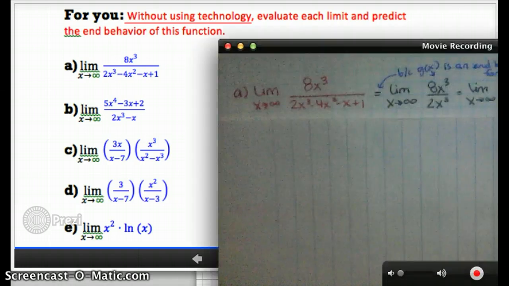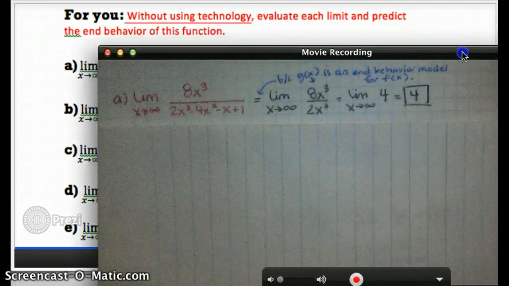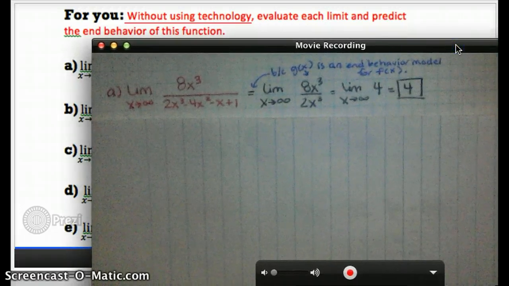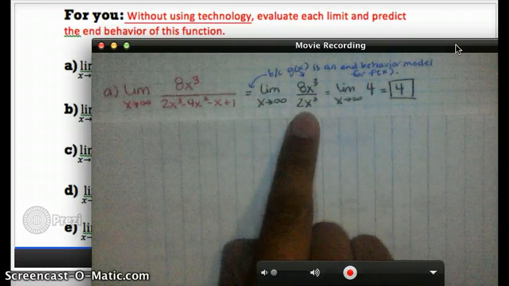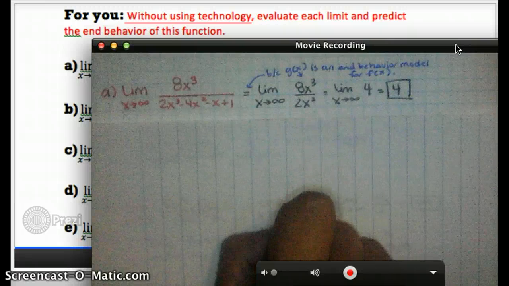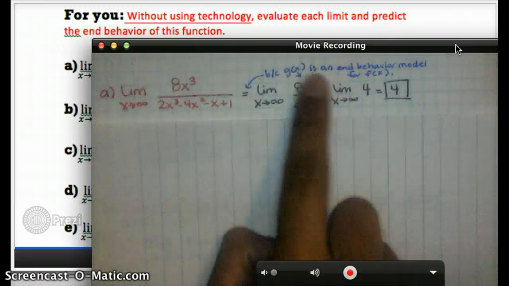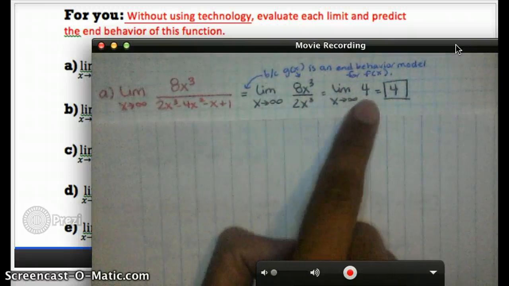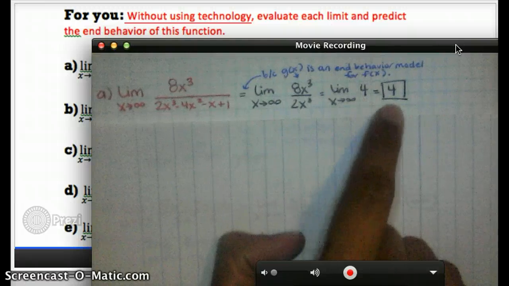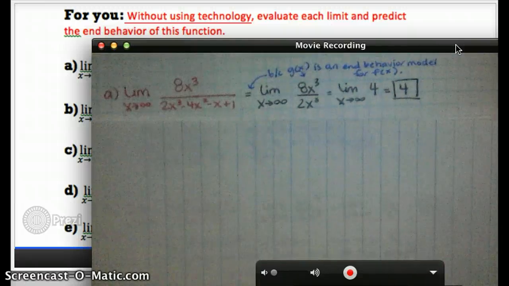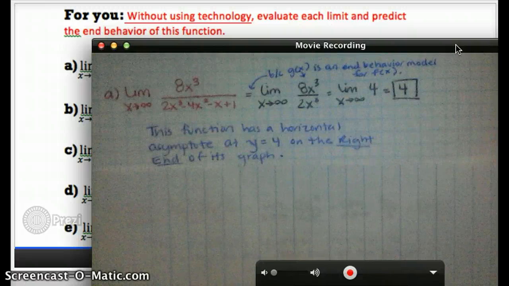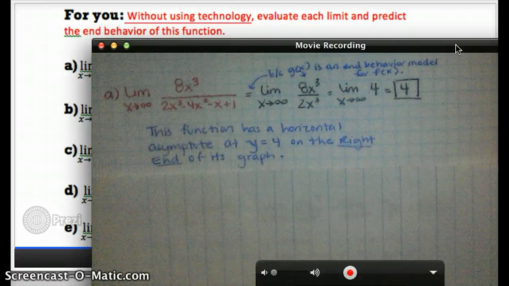Great, so hopefully you found that the end behavior for the first one is that this limit equals 4. And here's how you should have shown your work. I used an end behavior model at this step and I explained that's what I did. And then I simplified the inside before taking the limit. And then the limit, of course, equals 4 because that's the limit of a constant. To summarize this, I would say this function has a horizontal asymptote at y equals 4 on the right end of its graph.